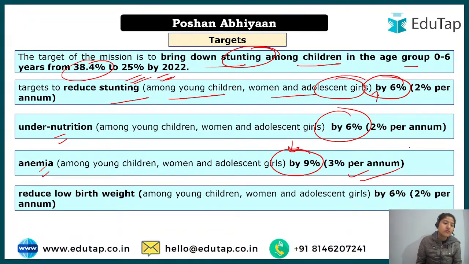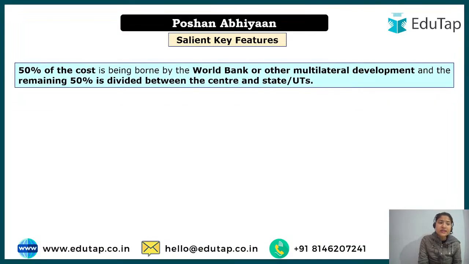And then for low birth weight also we have an aim of 6%, that is 2% per annum. Now, the salient key features: 50% of the cost is borne by the World Bank or other multilateral development banks, and the remaining 50% is divided between center and state. See, what is the basic idea? That it is a center sponsored scheme.